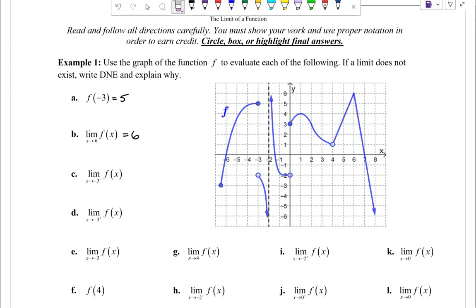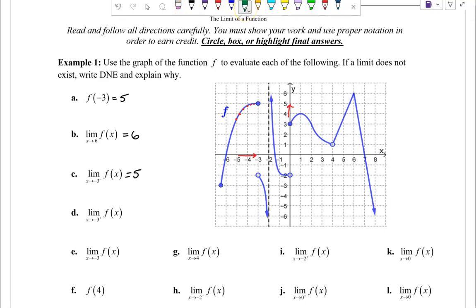Part C, the limit of f of x as x approaches -3 from the left. So now we're approaching -3 from below like this only. And as our x's are approaching -3, they have corresponding points climbing up the curve like this. And those points have y values that are approaching 5.